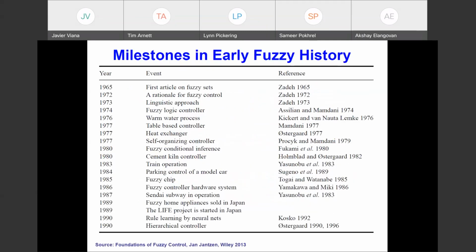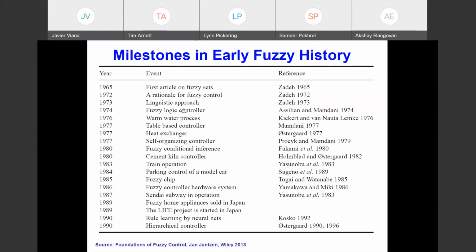These are some milestones in early fuzzy history. It was introduced in 1965. The first fuzzy logic controller was in 1974. A lot of these were created from expert knowledge. You know, they would have some operator for some industrial system, whatever it is, and they could create rules for that system, a controller, from that expert knowledge, because they had these linguistic representations of what the system should do, and they could encode that as a fuzzy controller.